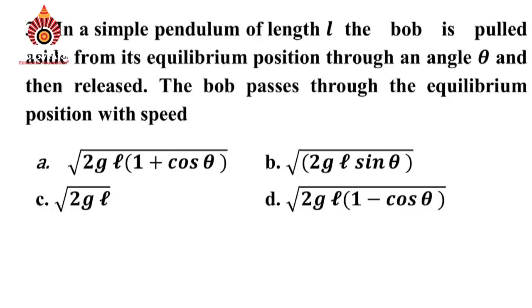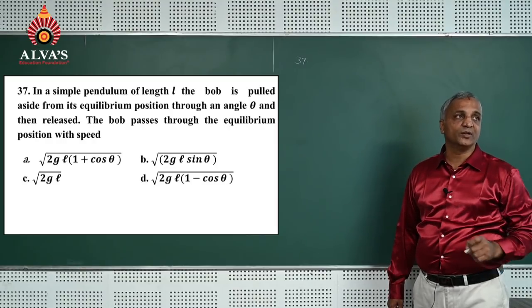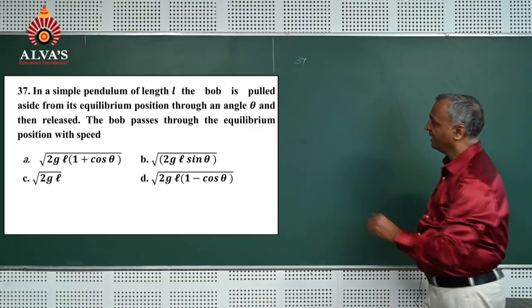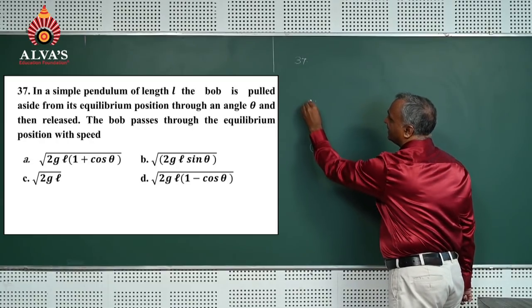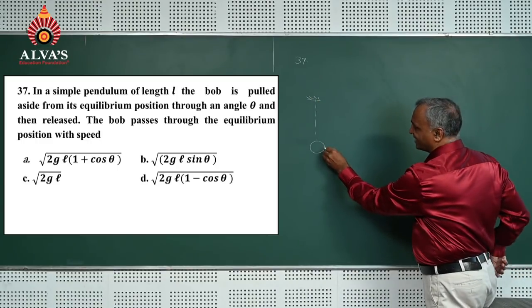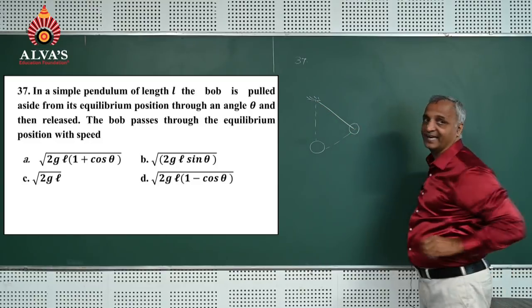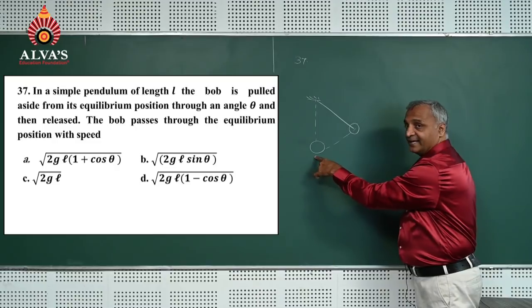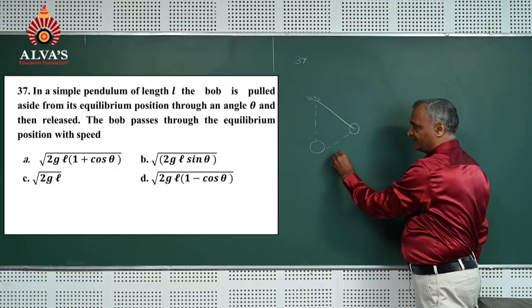Question number 37. In a simple pendulum of length L, the bob is pulled aside from its equilibrium position through an angle theta and then released. The bob passes through the equilibrium position with speed. See, this is the bob. Initially it was in this equilibrium position. Then it is pulled aside to this side, like this. Then I can say here the energy was purely kinetic, and here the energy is purely potential.